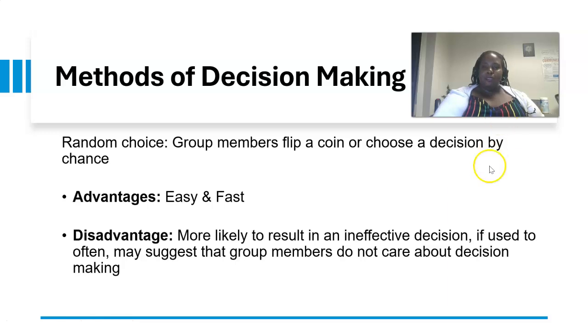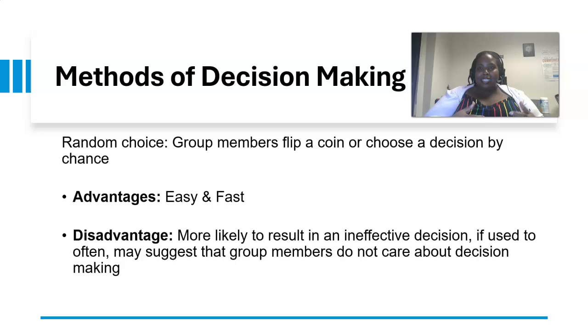Then we have random choice. Flip a coin, and then we make our decision. I make a lot of decisions that way, flipping a coin or using eeny, meeny, miny, moe. It's easy and fast, but it's not as effective. Leaving it up to chance.